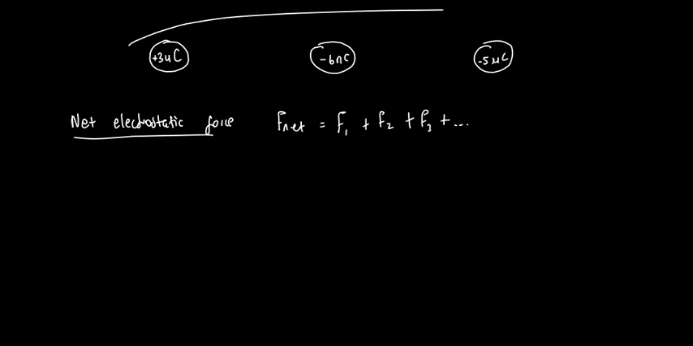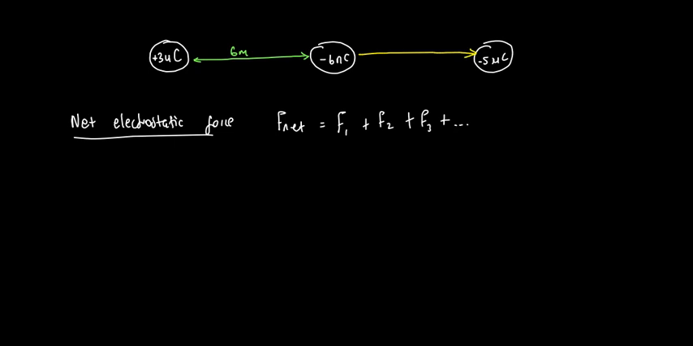So let's look at these three here. Since there are three of them, we need the distances. Let's just say the distance here is 6 meters, and then let's say the distance here, let's just say it's 5 meters. Okay, it's 5 meters.